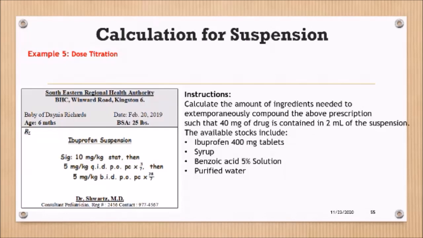So it has a start dose and it also has a maintenance dose. The start dose says 10 milligrams per kilogram. So that means you have to convert that 25 pounds to weight. And then after that is given as a start dose, 5 milligrams per kilogram is given 4 times a day, QID, PO, PC for 3 days. Then 5 milligrams per kilogram BID, that's twice a day, PO, PC for 28 days. So in total, the person is going to be taking as much as 31 days supply of ibuprofen suspension.